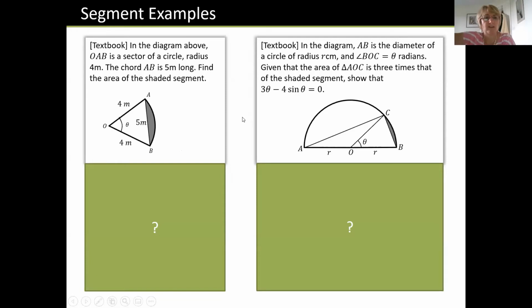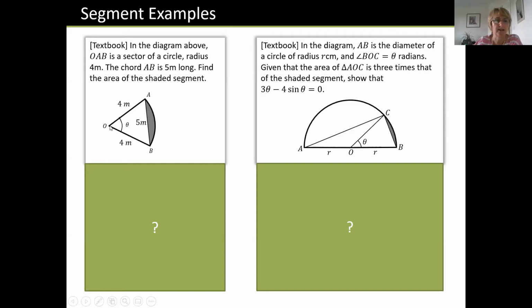So remember, that's your orange segment. They've missed out one of the examples here and gone straight into the following one. So AOB is the sector of a circle, radius 4 meters. The chord AB, so remember that's a straight line connecting A and B, is 5 meters long. Find the area of the shaded segment, as that's this shaded bit. Well, you can see there we've got a triangle. Again, it's not a right angled triangle. And before we find the area of the shaded segment, we're going to have to know the value of theta.